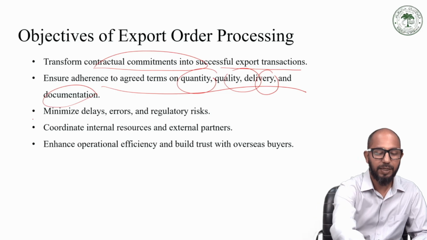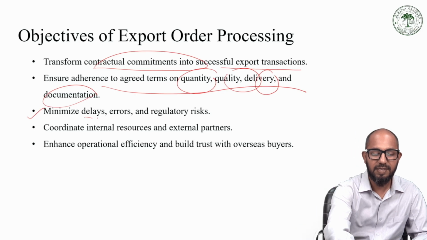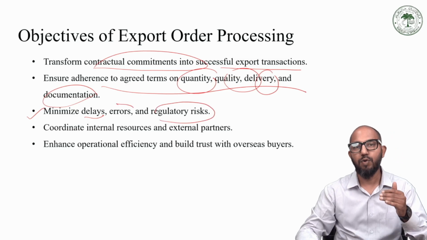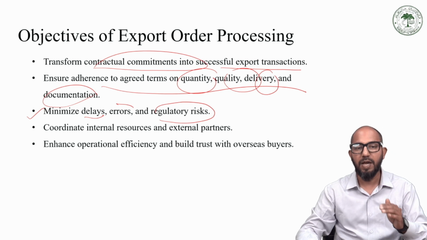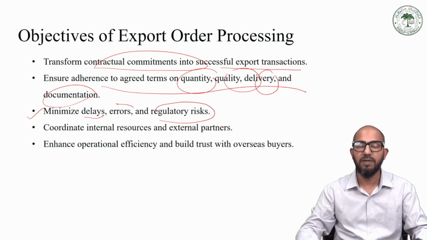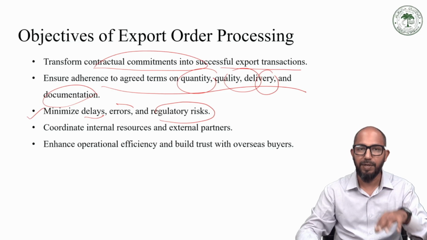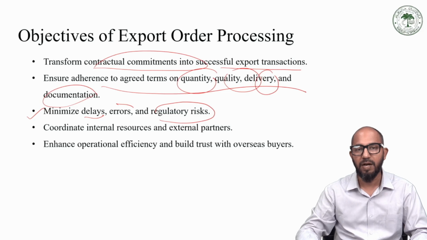The third objective of export order processing is to minimize delays, errors, and regulatory risk. The more delays are minimized, the better export-import trade becomes. The more errors are minimized, the better the safety in export-import trade. Similarly, when regulatory risks are minimized, trade flourishes between two countries and that gives a boost to international trade.